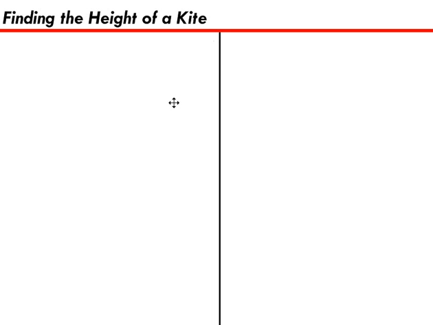Let's have a look at a problem that comes up all the time in trigonometry, and that is finding the height of something that's in the air. Now, it could be a bird, a plane, or Superman, or in this case, we're going to find the height of a kite. So let's read the practice problem we've been given. I'll show you how to solve it, and then I'll give you an example later.